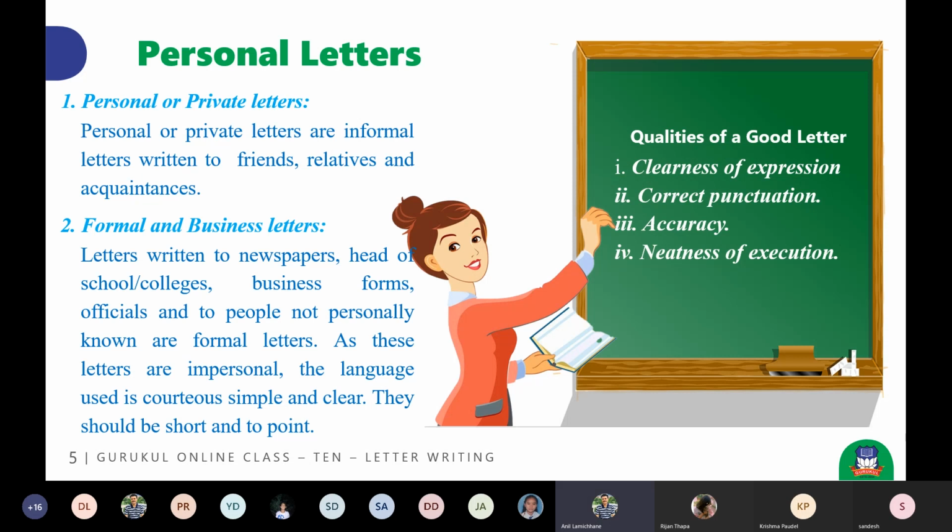Acquaintance means those whom you know. So any friends, relatives, or any person whom you know, you can write a letter personally in a private letter. This is informal. The language is informal and the format also sometimes varies from person to person. However, a certain format is followed, and the subject matter and the language can be informal also.